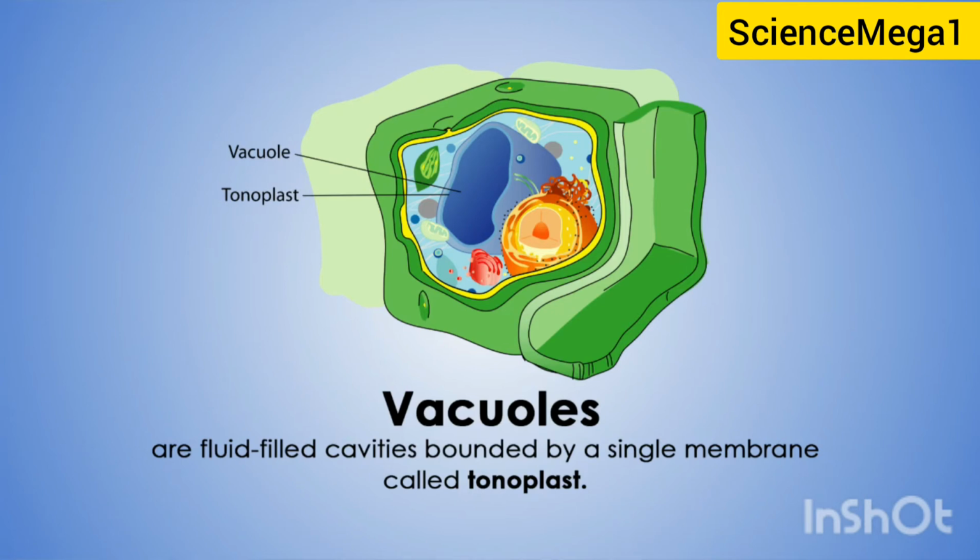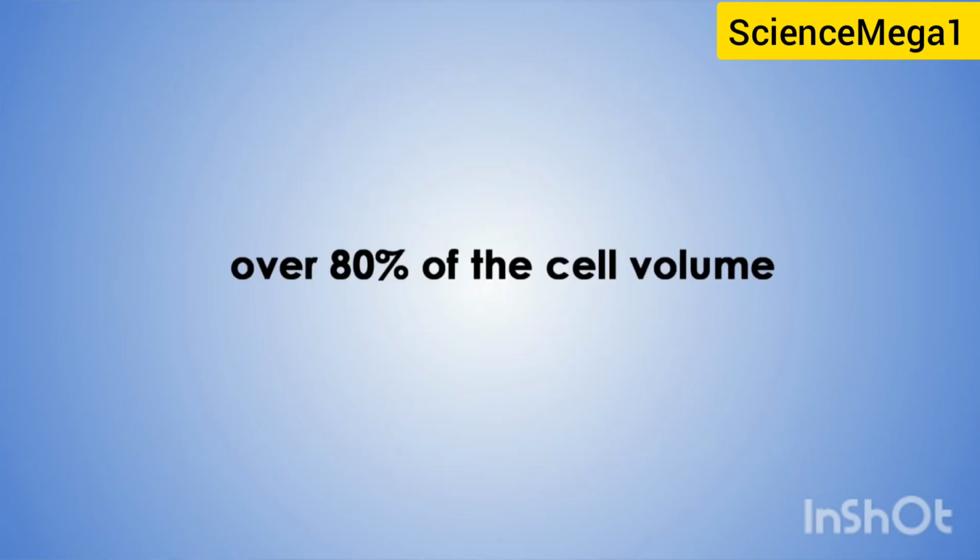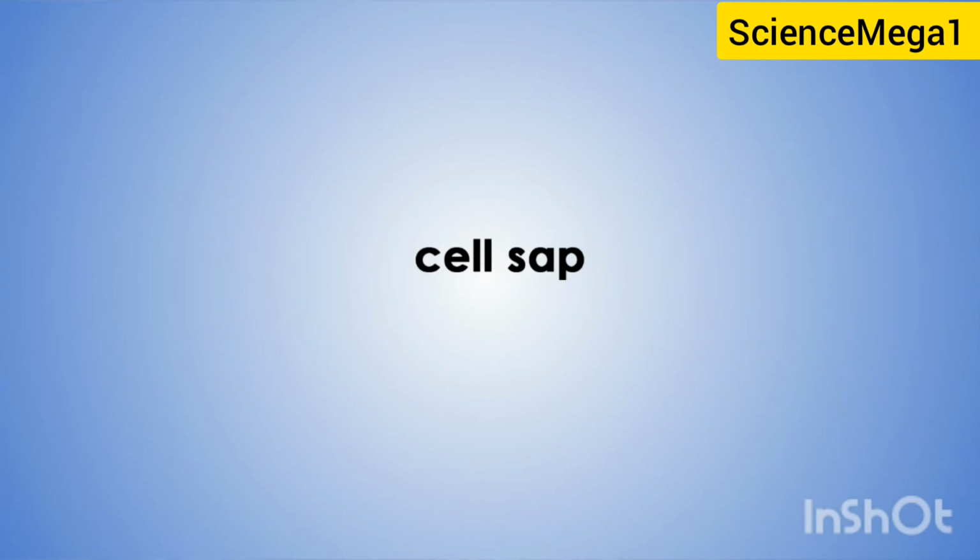Vacuoles are fluid-filled cavities bounded by a single membrane called tonoplast, that is in the case of the plant cell. It occupies over 80% of the cell volume. The plant vacuole is filled with a liquid known as cell sap, an aqueous solution of dissolved food materials, ions, waste products, and pigments. The vacuole of animal cells are usually very much smaller and less permanent.